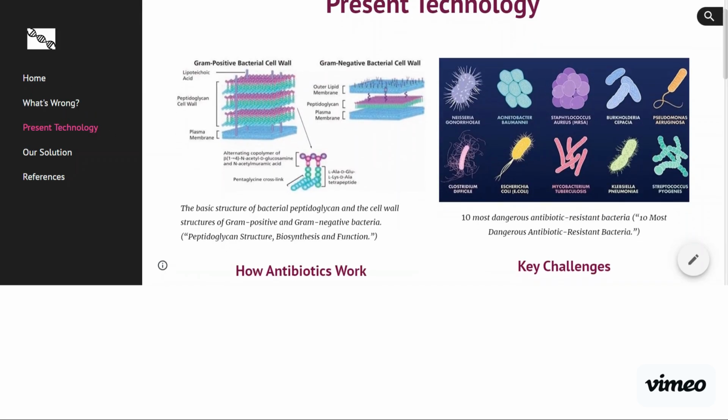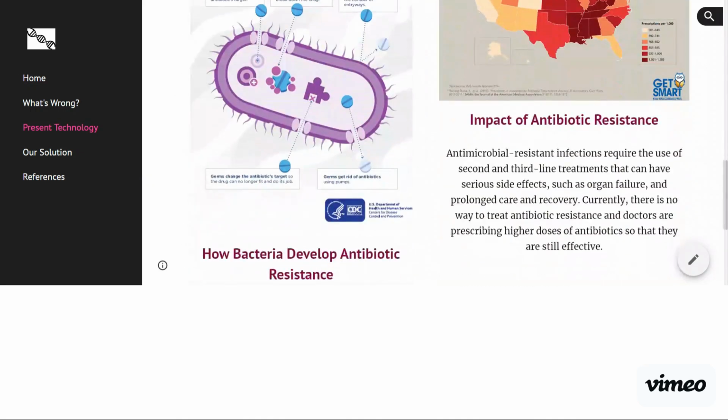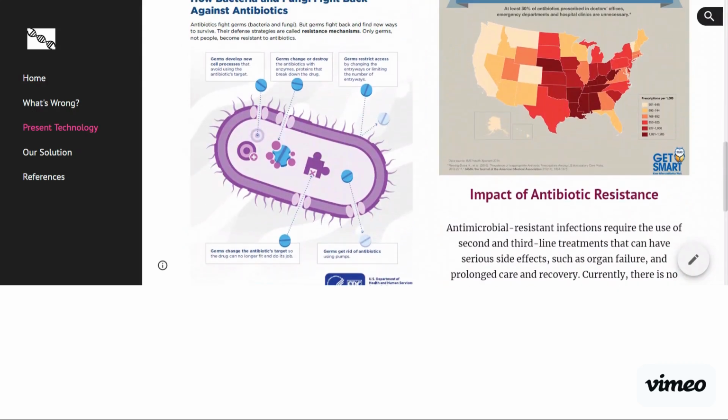Antibiotics work by inhibiting either the peptidoglycan cell wall or the peptidoglycan in both gram-positive and gram-negative bacteria, which would cause a pressure imbalance between the inside and the outside of the cell, resulting in eventual cell death. How do bacteria develop antibiotic resistance? When exposed to low levels of antibiotics for a long period of time, bacteria are able to either change the binding site for the antibiotic or to produce antibiotic-degrading enzymes in order to make the antibiotic ineffective.